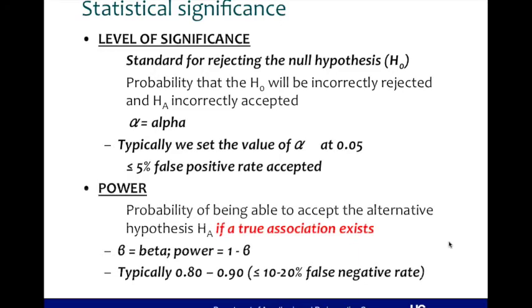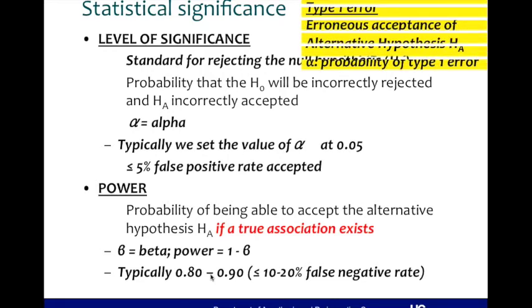The power of a study is the probability of being able to accept the alternative hypothesis if a true association exists. And the term known as beta is really the inverse of power. It's 1 minus beta that is the power of the study. And in words, what that means is the power gives you the likelihood of being able to reject the null hypothesis if the alternative is true. And conventionally, we set that number to be 80 or 90%.